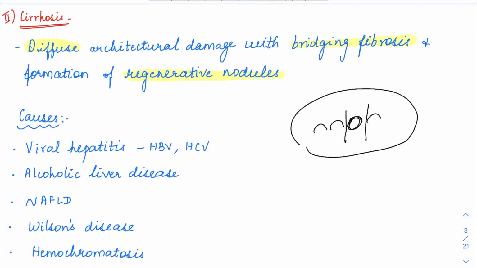Cirrhosis can still be reversible if the inciting stimulus is removed to a particular extent. Suppose alcohol was the cause of cirrhosis, and there is cessation of alcohol, then the liver can come back to normal to a particular stage at least.